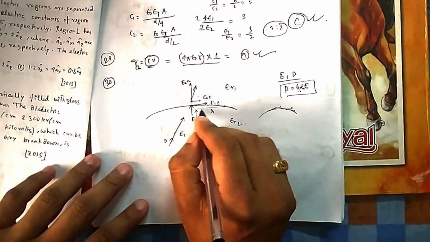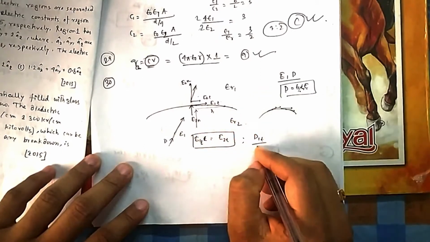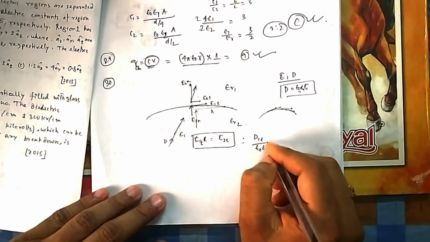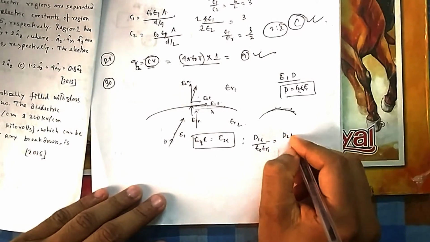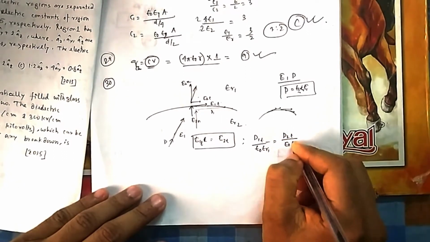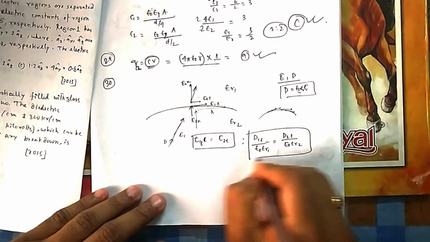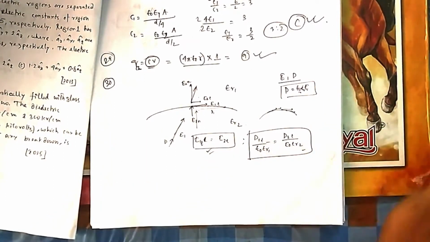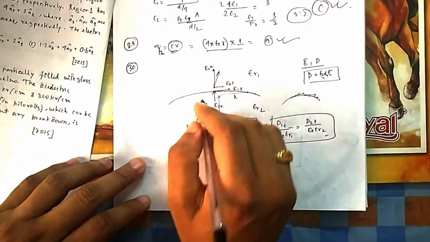So it will be D1t divided by epsilon naught into epsilon r1, and this will be D2t divided by epsilon naught into epsilon r2. So you find a relation between D, that is flux density, and E, the electric field. This is the relation. Okay, now you come to the normal components.